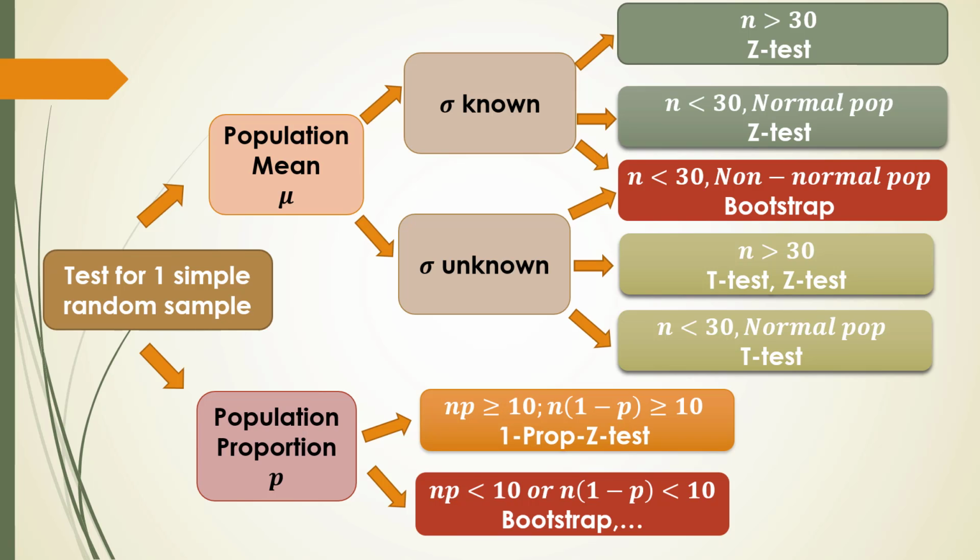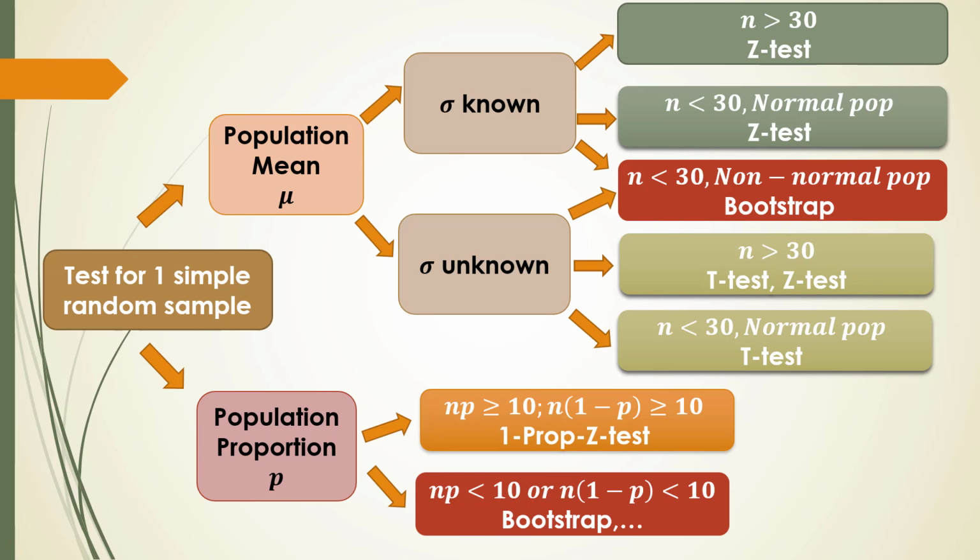If you are testing a claim about the population mean mu, the next question is whether the population's standard deviation is known or unknown. If the population's standard deviation is known, the next question is the sample size, whether it is at least 30. If the sample size is at least 30, the central limit theorem is applicable, so we can use z-test. If the sample size is less than 30, we need to check whether the original population is normal.